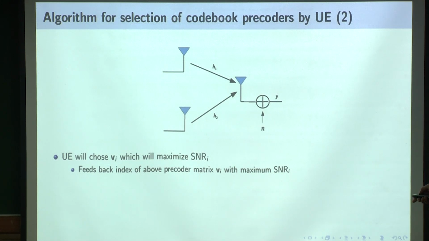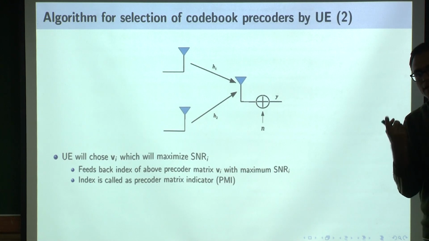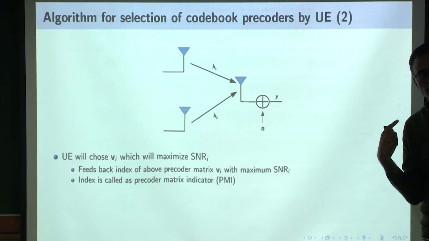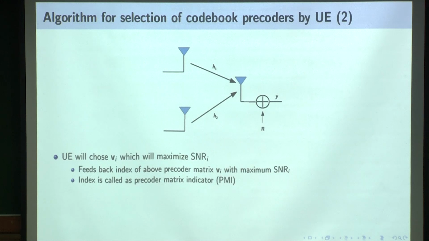Now what is happening here? This index is called the precoder matrix indication. I will use this term, though I did not explain it in detail. What is this? PMI. What is it telling you? Which one of the precoder matrices the base station should use. This is the PMI. Now let's continue.